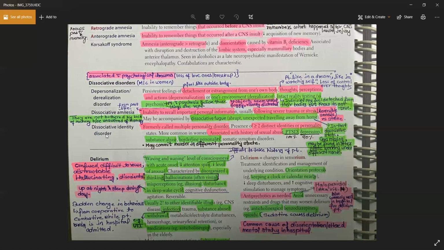You have to diagnose it with PTSD as the PTSD symptom, right? So before diagnosing the patient with dissociative identity disorder, you need to make sure that he's not having any symptom of PTSD or depression. If they have any symptom of depression or PTSD, you cannot call it dissociative identity disorder. You need to call it PTSD or depression itself. Okay, any doubt?